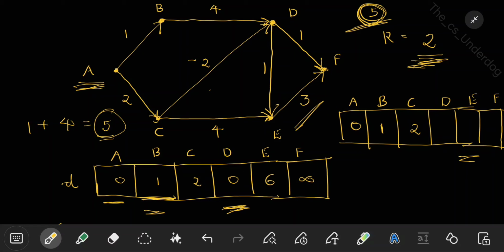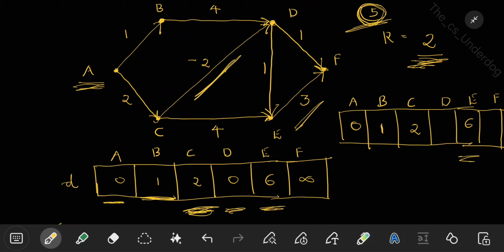Okay. Next thing is relaxation of CE. If I relax CE, what happens? Existing distance to C is 2. So 2 plus CE, which is 4, will be 6. This would mean the distance to E that I'm finding is 6, which is already the case. So I'm not updating. I'll just write 6 itself here. Next edge is CD. This is a negative weight edge. What happens if I do that? Existing distance to C is 2 plus minus 2 would give me 0, which anyway is the existing distance to D. So I'll put 0 here.